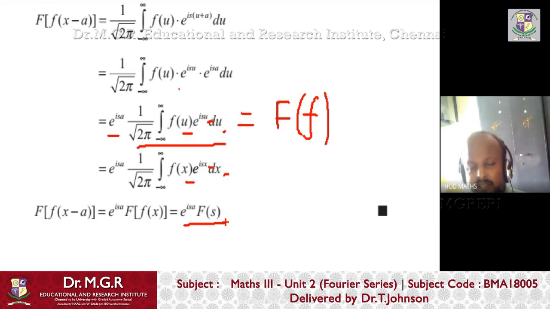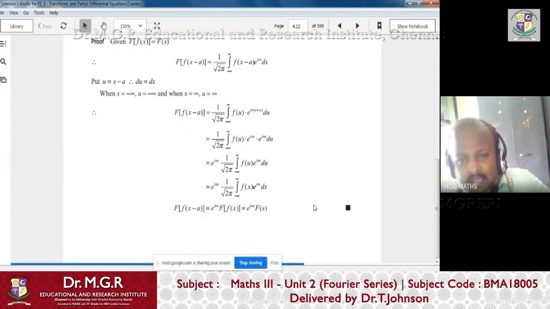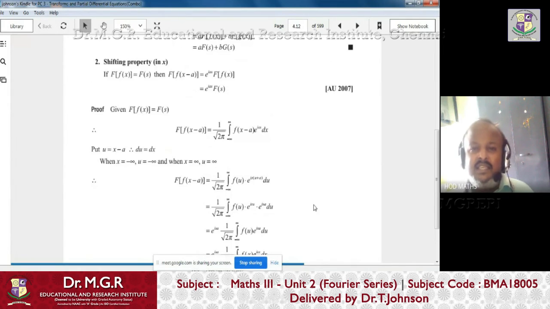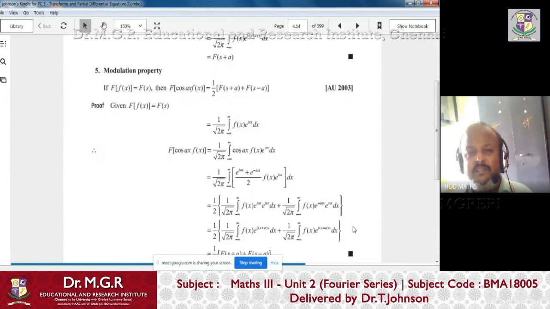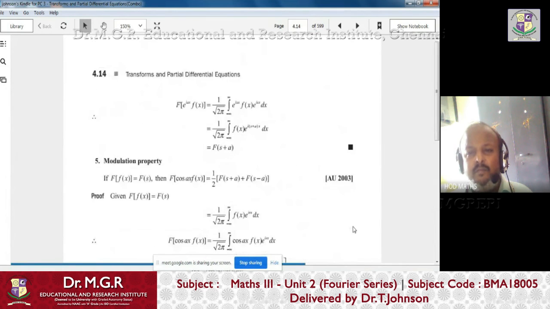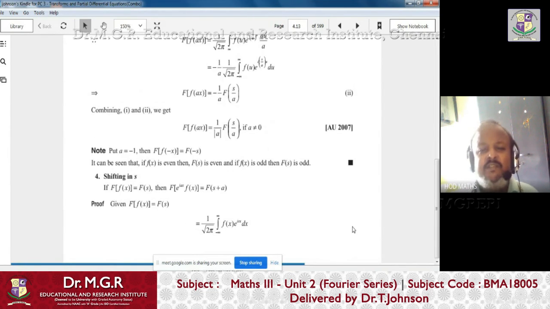So this is called shifting in x, because instead of taking the origin from x, it takes the origin to x minus a. Then what is the change here? You have to multiply by e power ias, and straight away you find the Fourier transform of f of x and multiply with e power minus ias. Then automatically that gives you the Fourier transform of f of x minus a, right? Only one more minute I will take, and with that we will close today's class. That is called shifting in s.